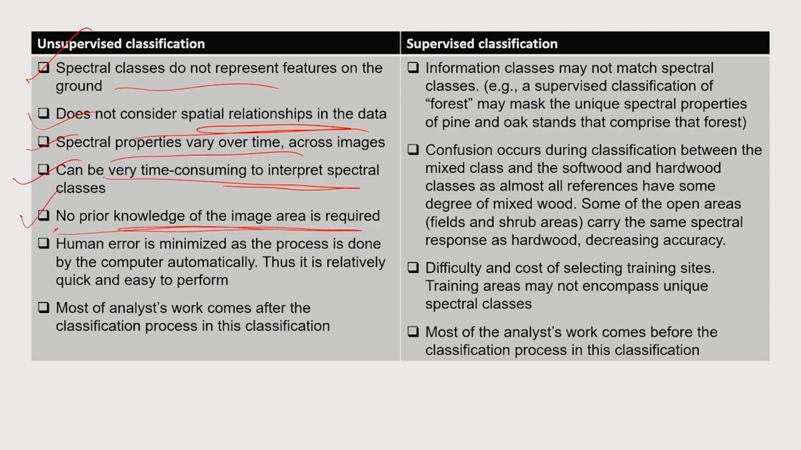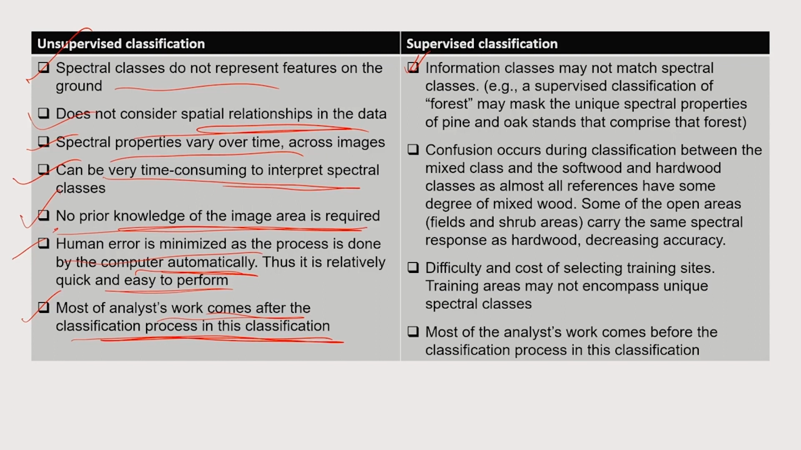No prior knowledge of the image area is required for unsupervised classification, as I just mentioned, which is the other way of saying ground information is not needed. Human error in unsupervised classification is minimized as the process is done by the computer automatically, and that is why it is relatively quick and easy to perform. Most of the analyst work comes after the classification process in unsupervised classification. Then the actual work starts. Whereas in supervised classification, the information classes may not match the spectral classes.